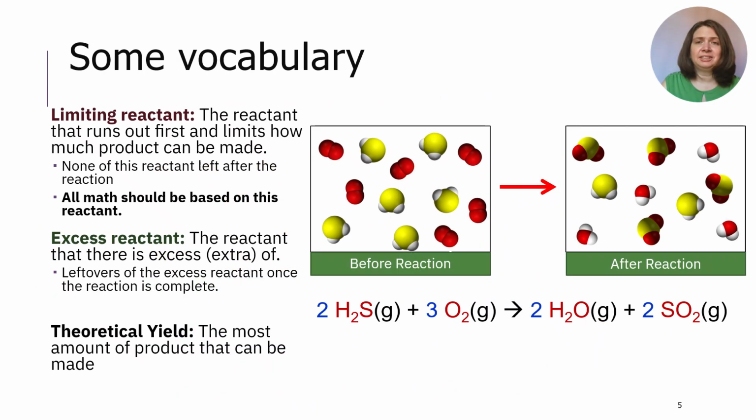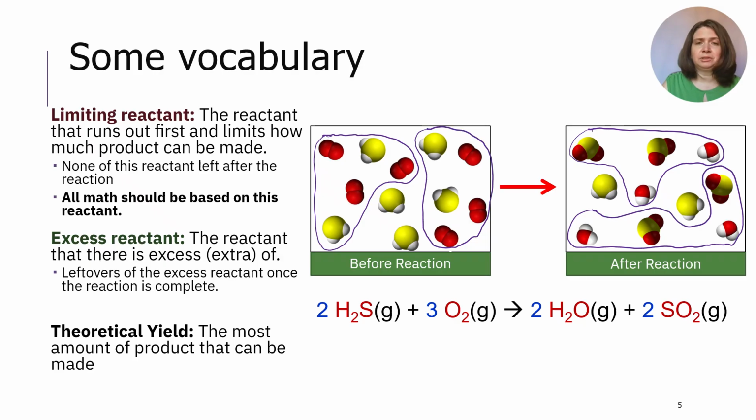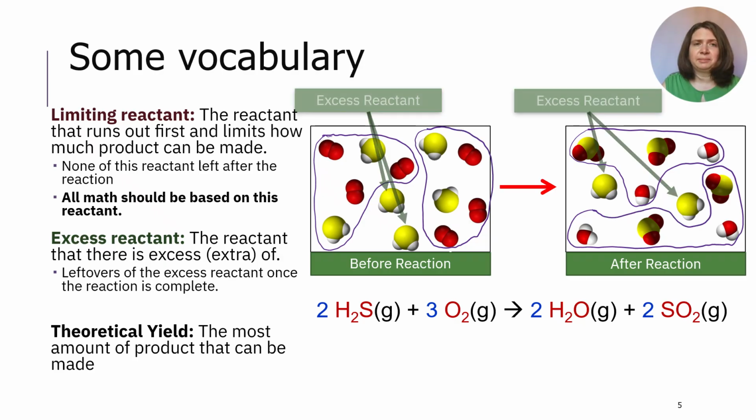Before moving on, let's introduce a few important vocabulary terms. We noticed in this earlier example that we had enough ingredients to do our chemical reaction twice. And we noticed that we had some excess hydrogen sulfide remaining after the reaction. This leftover reactant is called the excess reactant. The reactant that is completely used up first is called the limiting reactant because it limits how much product can be formed.